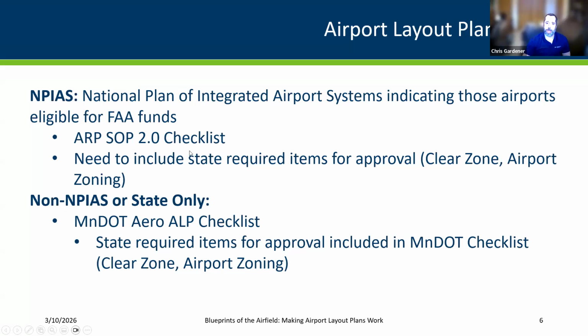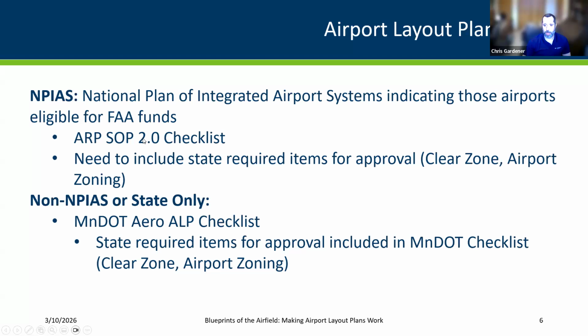The thing that I really want to point out here is that for an NPIAS or federal ALP, we absolutely have to follow the ARP SOP 2.0 checklist, but we do also need the couple additional items, such as the clear zone and airport zoning, just to check the state box here. These items are also the same items that we need for the MnDOT checklist. So it's not doubling up of the checklists or anything like that.